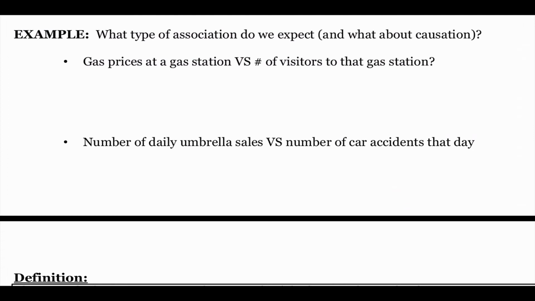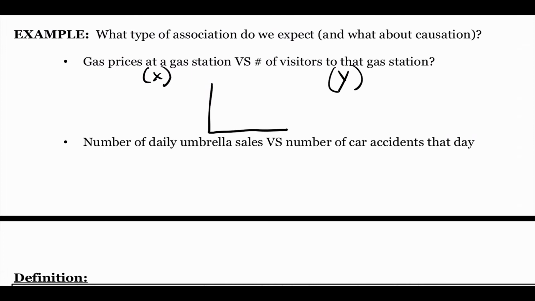Let's say gas prices. This is a good one right now. Gas prices are coming down a little bit, but not as much as we'd hope they would. So gas prices. Let's say gas prices was my explanatory variable, and the number of visitors to that gas station is my Y. I don't have a picture, but what would you think would be going on? What kind of relationship or association would you think would be going on? What kind of picture would you expect to see if I were to do it?